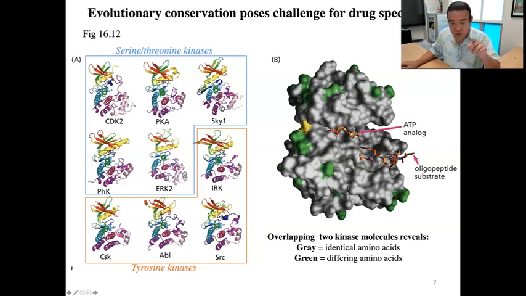This figure on the right really illustrates this problem. If you have 2 kinase domains from 2 very different kinase proteins, and you overlap them, sort of like taking 2 of them and making a composite image, where their position is close to being the same, you make that gray. Where their shape is different, the more different they are, you make those positions green. And what do you see? You see, for all intents and purposes, that these kinase domains are nearly identical.